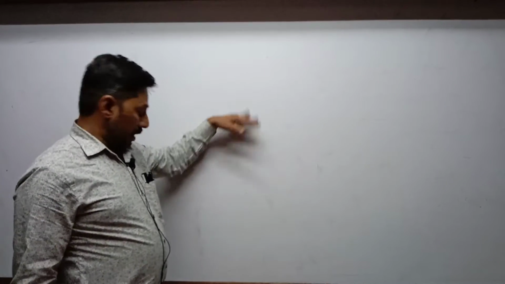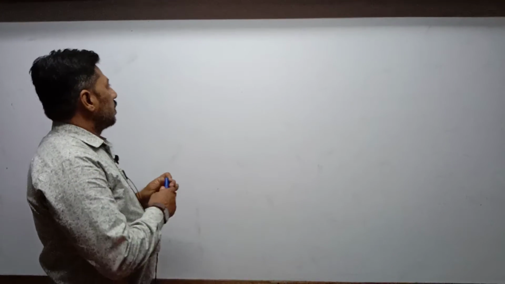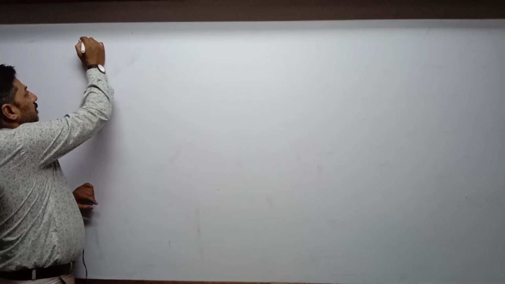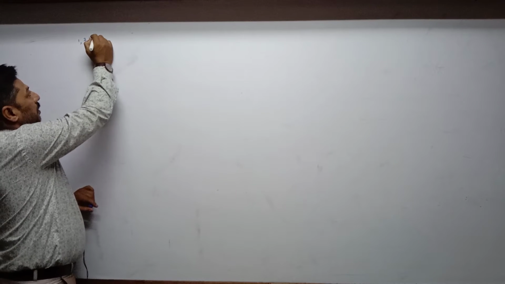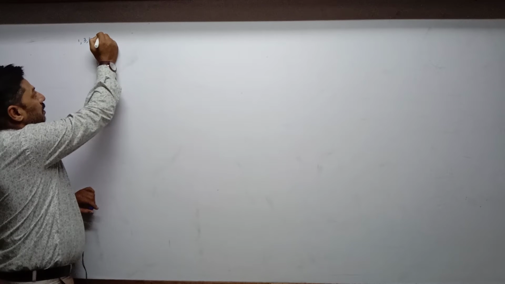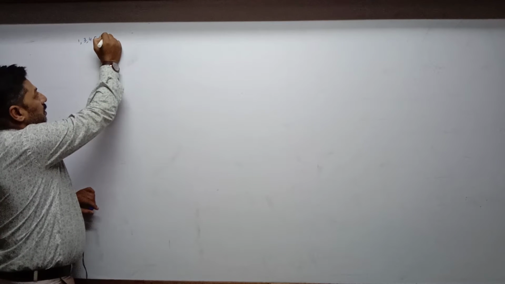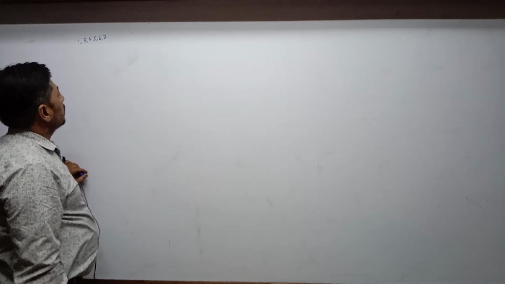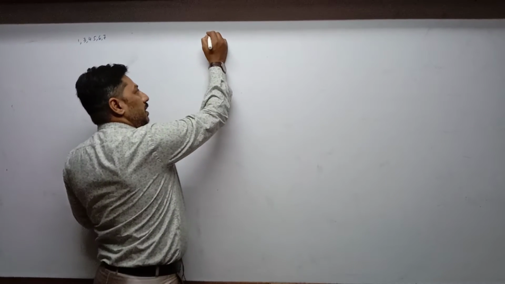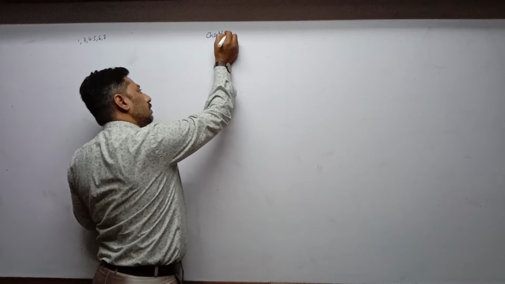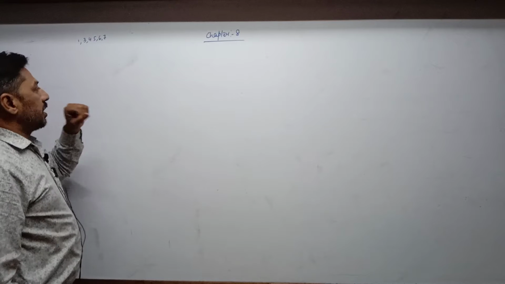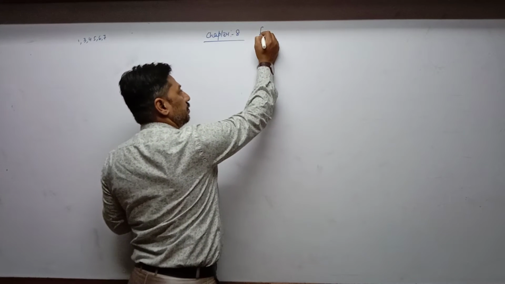Today we are going to start a new chapter in OC. Chapter number... first we have completed, then third we have completed, fourth chapter organizing completed, fifth staffing completed, sixth directing completed, seventh controlling already we have completed, eighth. Chapter number 8. So today we are going to start chapter number 8, financial management.